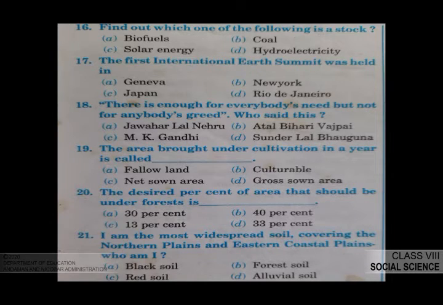So I hope you will do it. This also I taught you. The next comes, I am the most widespread soil covering the northern plains and eastern coastal plains. Who am I? So here your options are black soil, forest soil, red soil and alluvial soil. So you have to find out here which soil we are talking about.